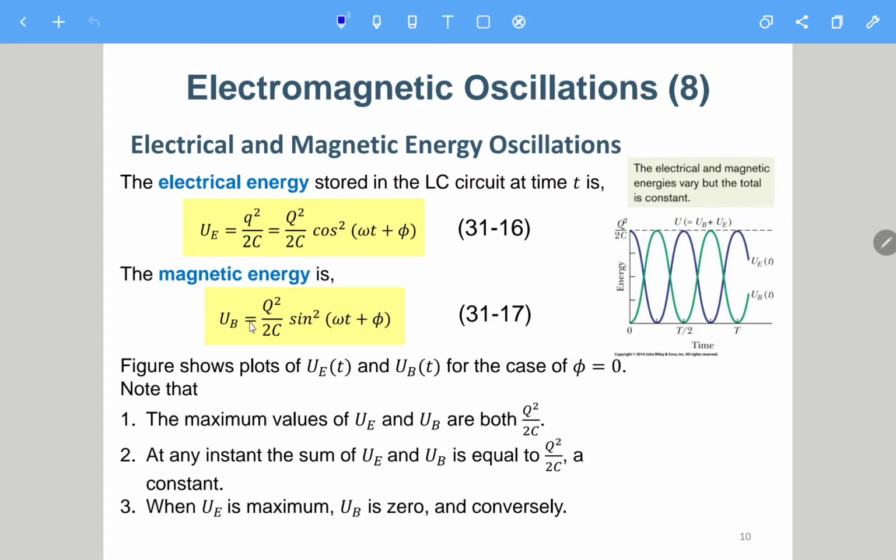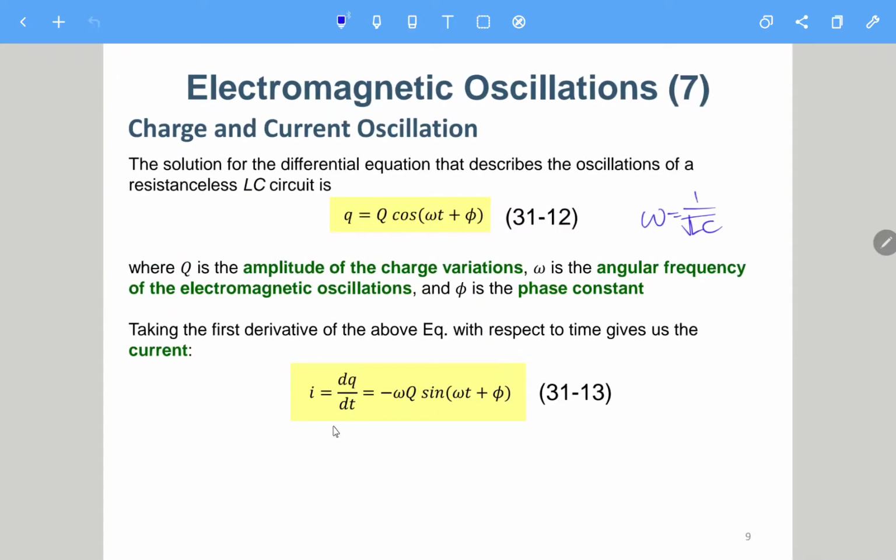So this is UE, and for the magnetic energy, or the energy stored in the B field, we have half of L i squared, which will be nothing but Q squared over 2C sine squared of omega t plus phi.